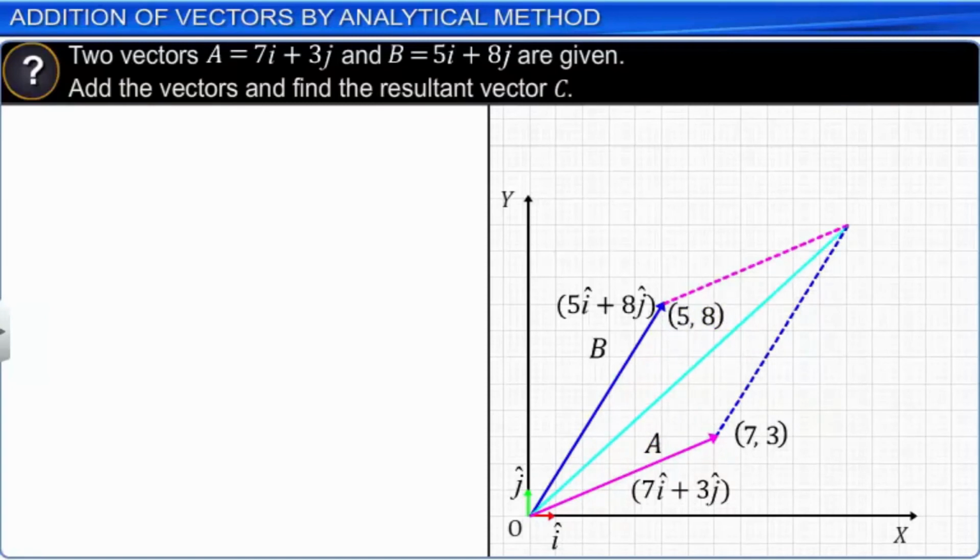You can also solve this problem without graph paper. You need to simply add the coefficients of i and j as shown here. However, representing the given vectors on graph paper helps you visualize the procedure.